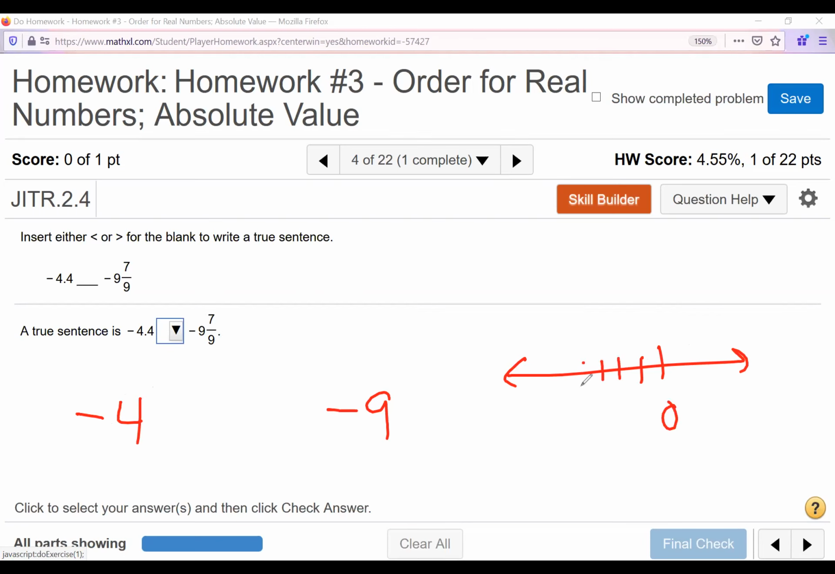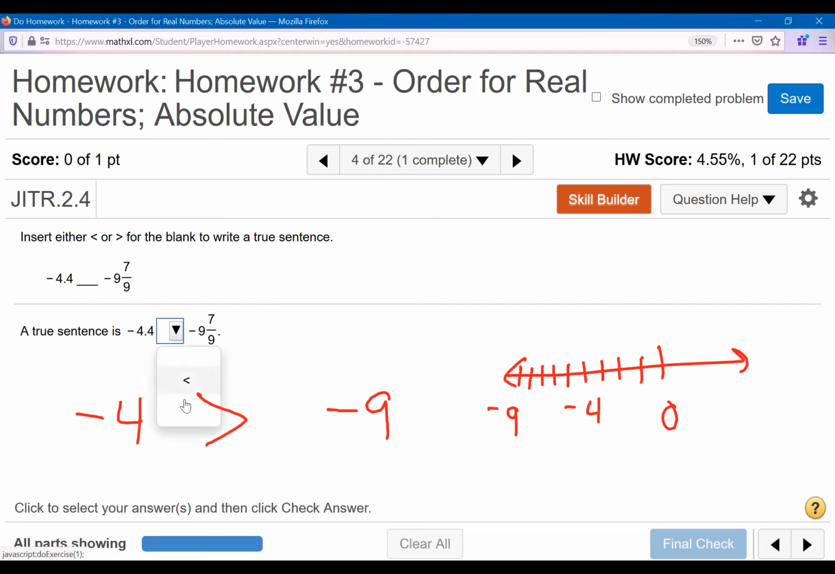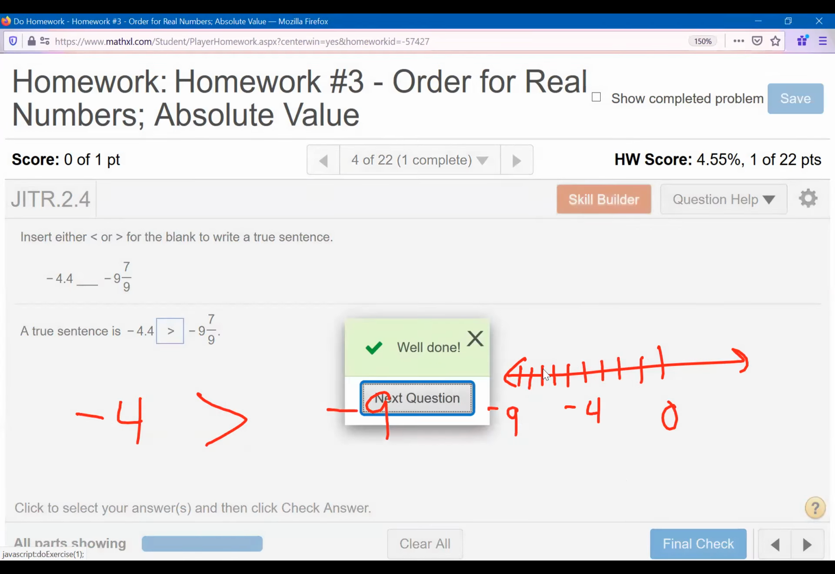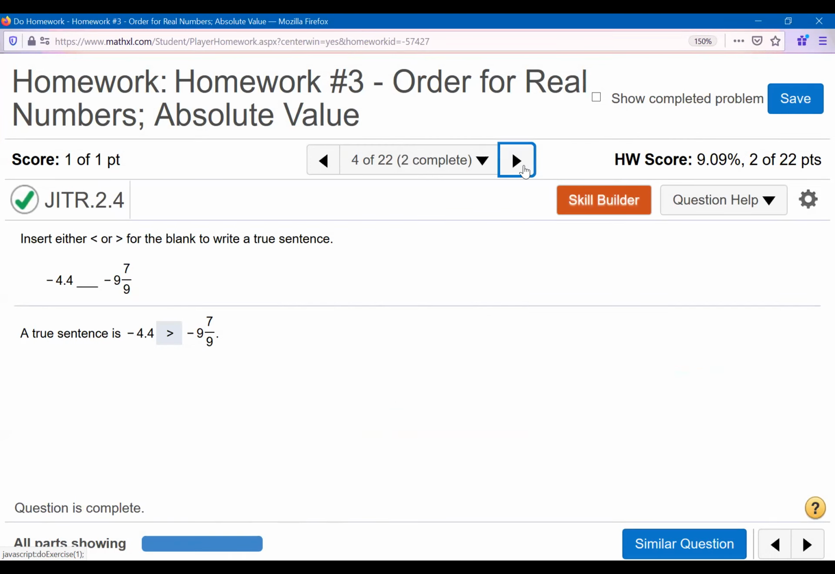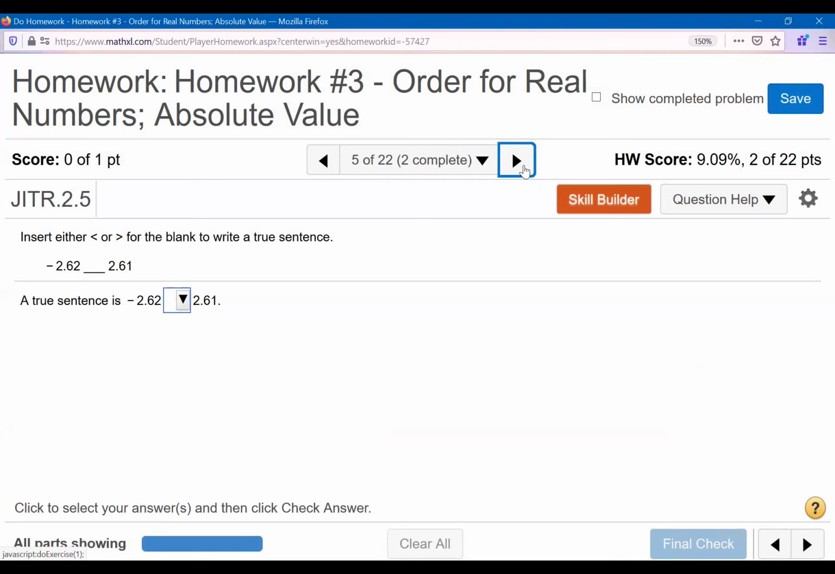1, 2, 3, 4, 5, 6, 7, 8, 9. So see how -9 is further away from 0 to the left. -4 is further to the right. So -4 is greater than -9. That's all we need to do for this one. It's not necessary to change fractions or decimals or anything. We can really just focus on the whole numbers. So hopefully that's a little reassuring. Some of these maybe aren't quite as hard as they might look.